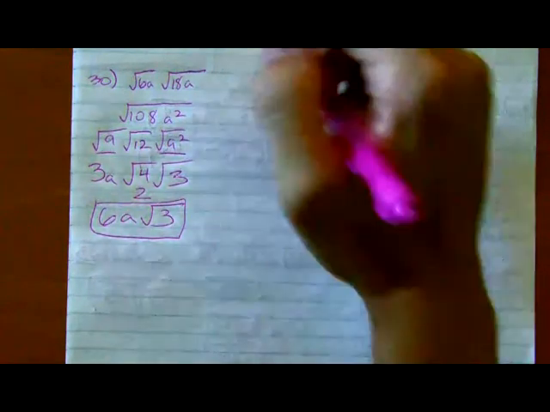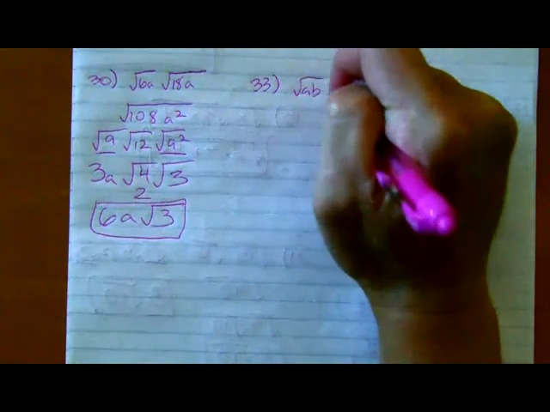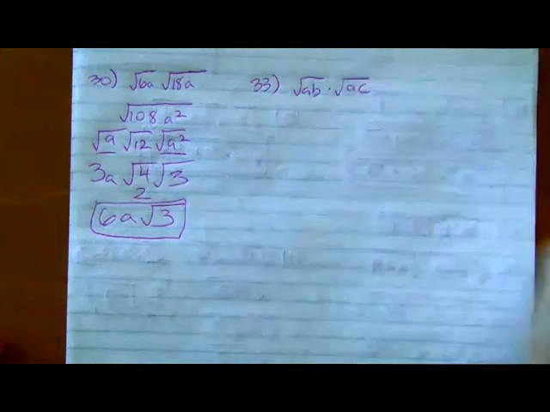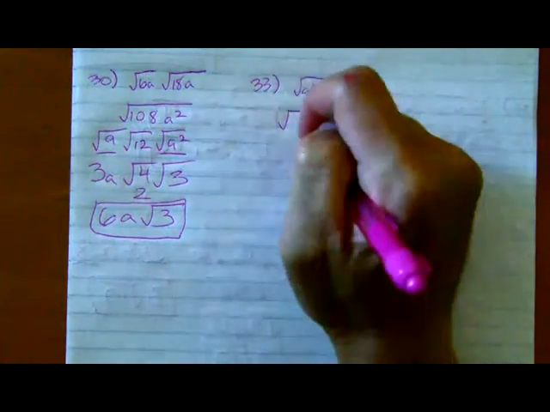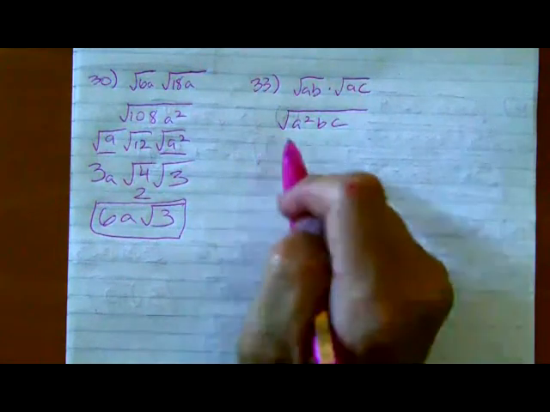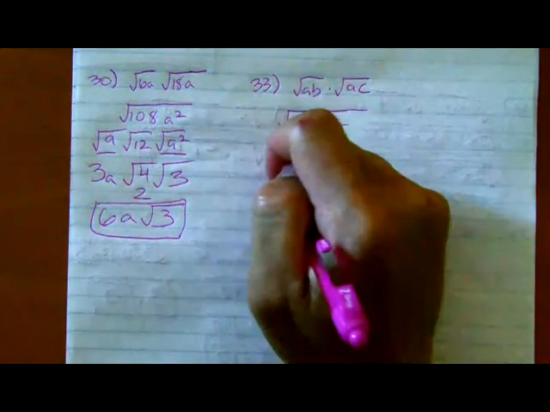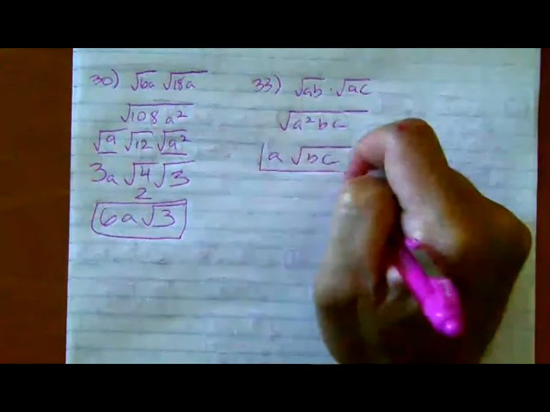Number 33. Radical AB times radical AC. If I multiply, I'll have a squared BC. I can square root the a squared. A. I can't do anything with the b and the c. That's still under the radical.